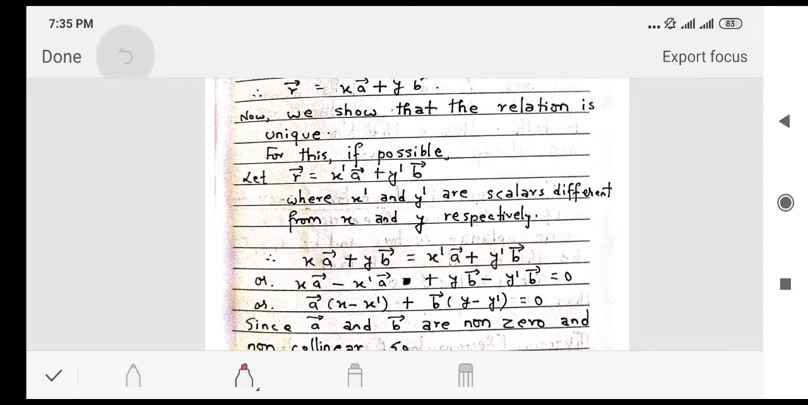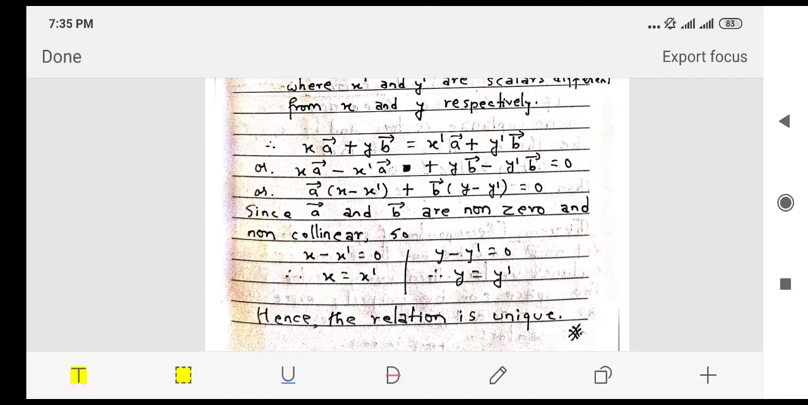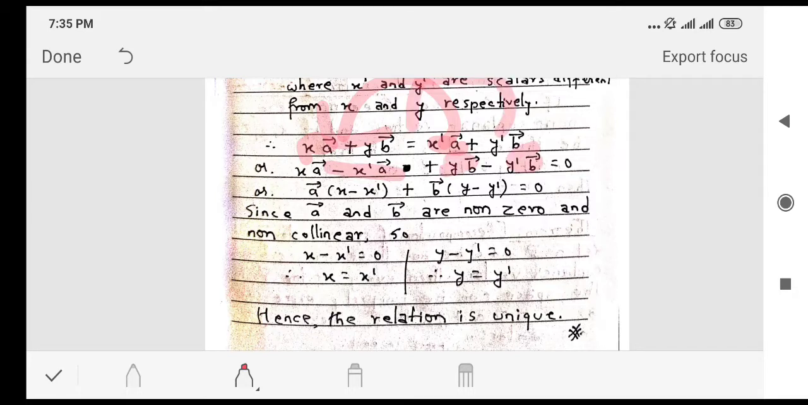Now, my dear friend, you just bring the terms to one side. Bring x dash vector a to the left side, it will be minus x dash vector a, and bring y dash vector b to the left side, it will be minus y dash vector b, and on the right side it will be equal to 0. Then take vector a common, so in the bracket it remains x minus x dash, plus vector b common, and it remains y minus y dash, equal to 0.